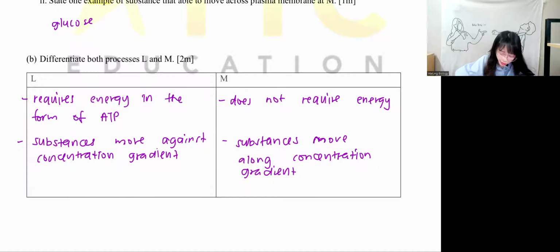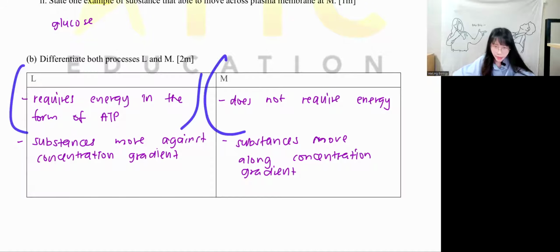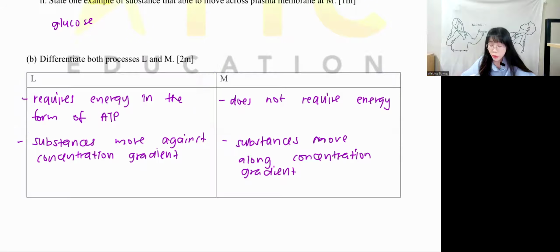You cannot write L requires energy, full stop. Next sentence, M does not require energy. You're not comparing. What a difference means is you have to compare, right? It's like I cannot say I am tall, full stop. Nobody knows I'm tall. You have to say I am taller than a kid. I am shorter than a person who is 180. You have to compare. Only then can you write for differences. Nobody knows that you are tall, guys. You're going to compare to someone else.